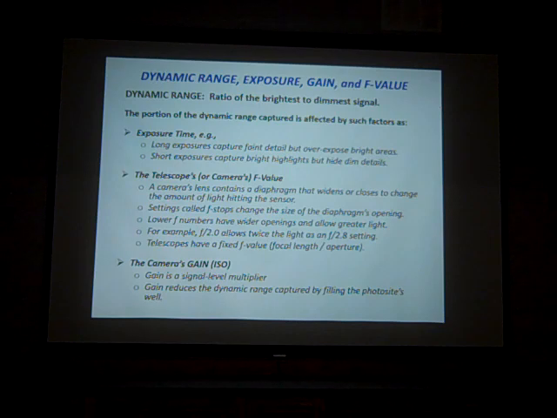Okay, dynamic range. Dynamic range is the ratio of the brightest to the dimmest signal. We can talk about the dynamic range of the signal that we're looking at. We can also talk about the available dynamic range of the sensor. The dynamic range of the sensor determines how much of the target's dynamic range we will capture. And there are a number of things that will impact the dynamic range of the sensor.